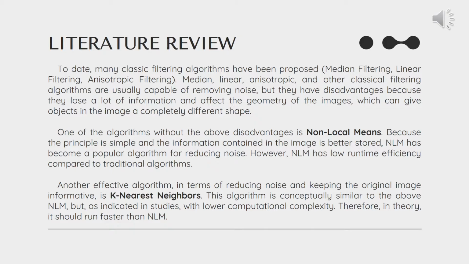Because the principle is simple and the information contained in the image is better preserved, NLM has become a popular algorithm for reducing noise. However, NLM has low runtime efficiency compared to traditional algorithms. Another effective algorithm in terms of reducing noise and keeping the original image informative is K-nearest neighbor. This algorithm is conceptually similar to NLM, but as indicated in studies, has lower computational complexity. Therefore, in theory, it should run faster than NLM.